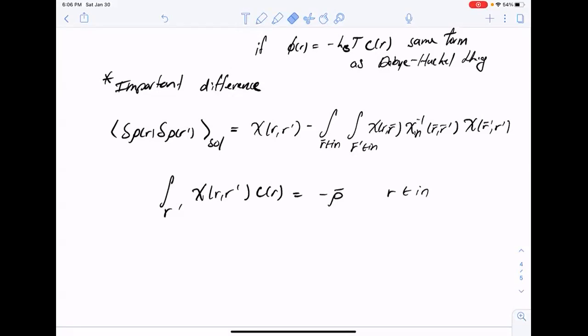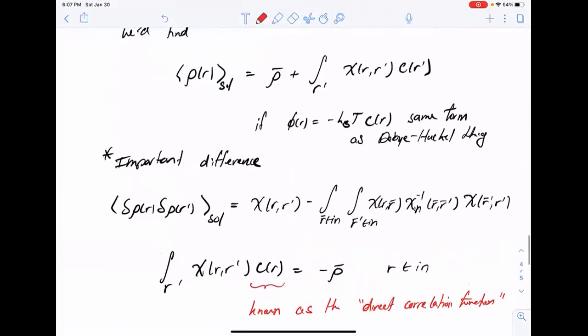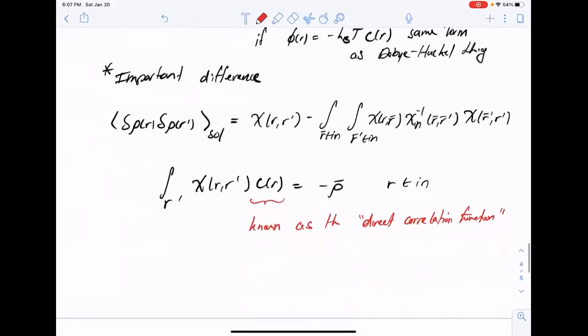So this C of R is a field due to the solute that causes the density to go to 0 on average, and it's worth giving it a name. It's often known as the so-called direct correlation function. Essentially, in analogy to how it looks like it enters into an equation for the full density correlation function in Debye-Huckel theory, that C of R is replaced by a potential. It is a direct interaction. In this case, C of R is not an interaction, and so one uses kind of a hybrid nomenclature and calls it a direct correlation function.